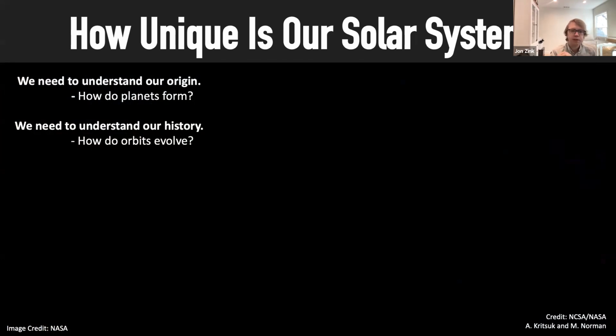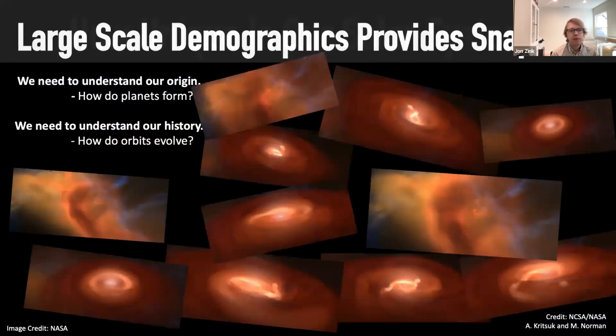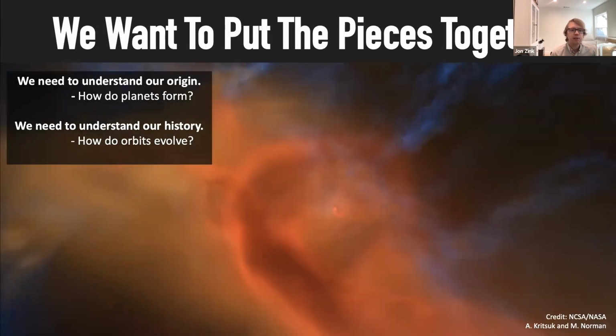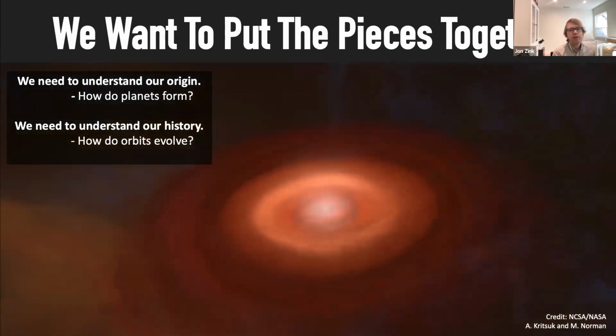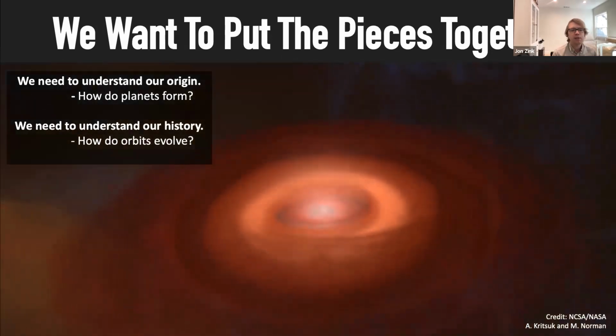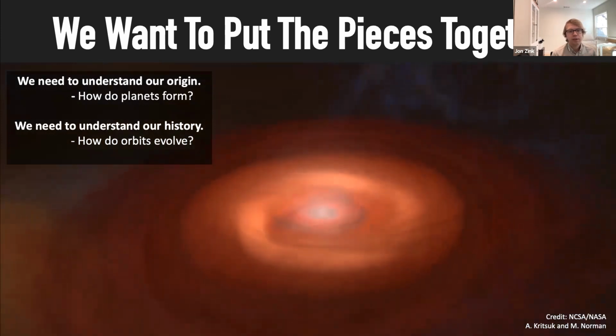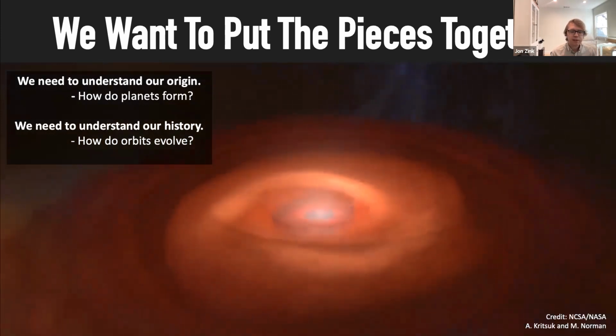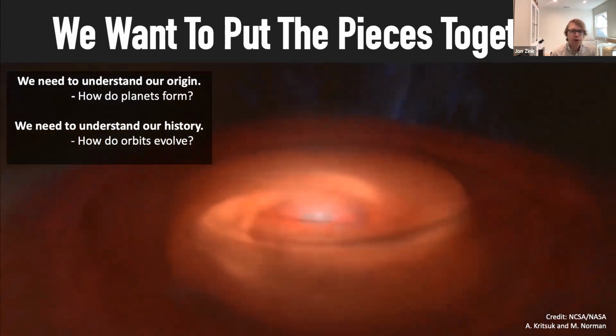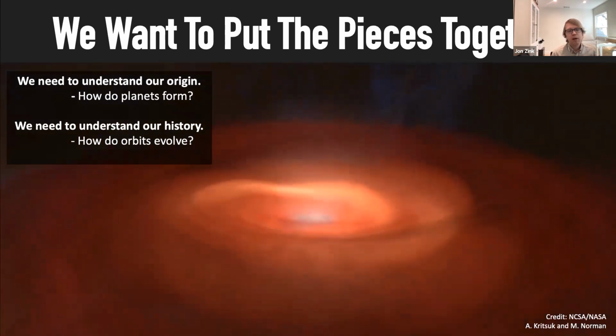And the reason demographics plays into this is because with demographics, we get all of these different snapshots of planet formation and orbital evolution in time. And our goal as scientists here is to put these images together to form a cohesive story of how planets form and evolve over time. So hopefully by taking all these snapshots, we can line them up in a way that allows us to understand our origin story.